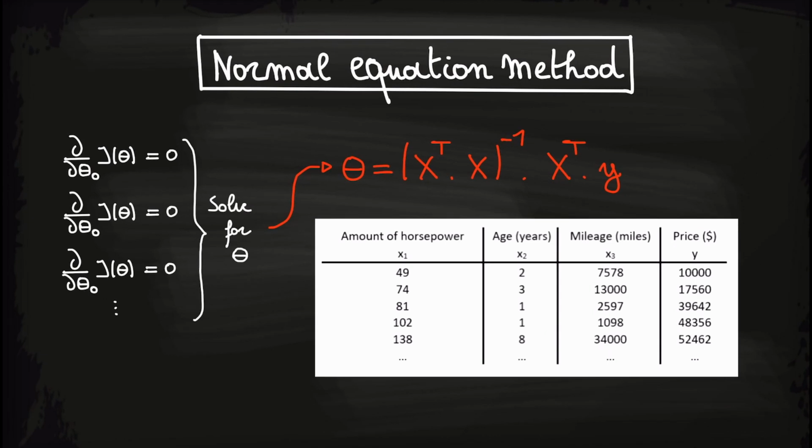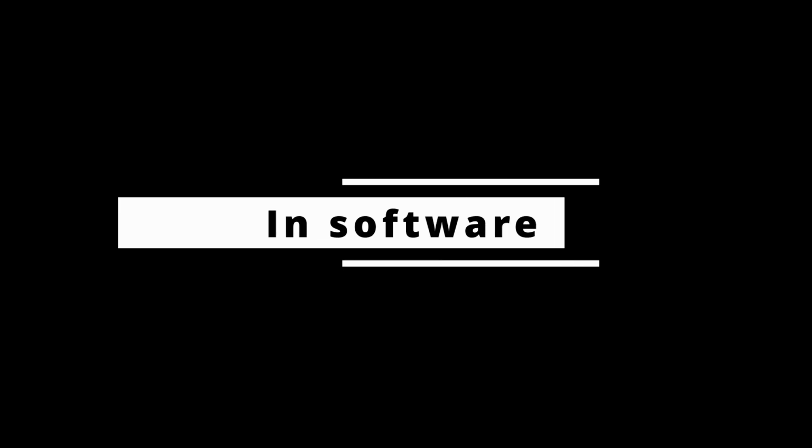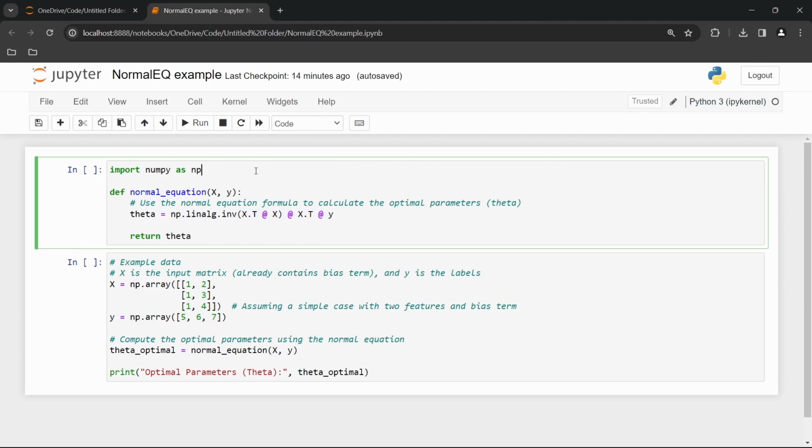Let us look at an example. From this dataset we get the following input matrix x and the following output vector y. That's actually all we need to solve for theta. You can now implement this in the programming language of your choice. In Python, this might look like this.